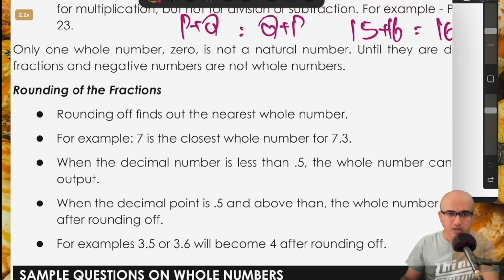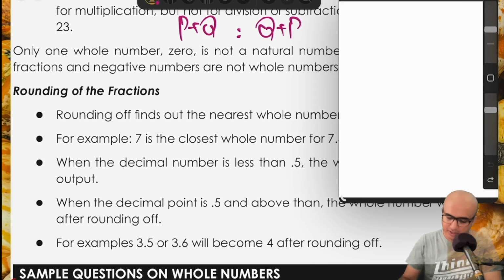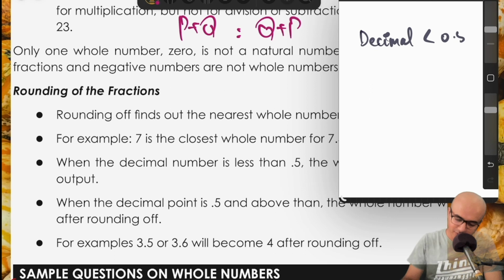So now, with respect to rounding off, there are only two rules which you have to understand. See, the rules are very simple. One is a decimal which is less than 0.5. If the decimal part is less than 0.5, then you round off to the lower whole number. For instance, if the decimal is 6.3, now look at the decimal part. 0.3 is less than 0.5.